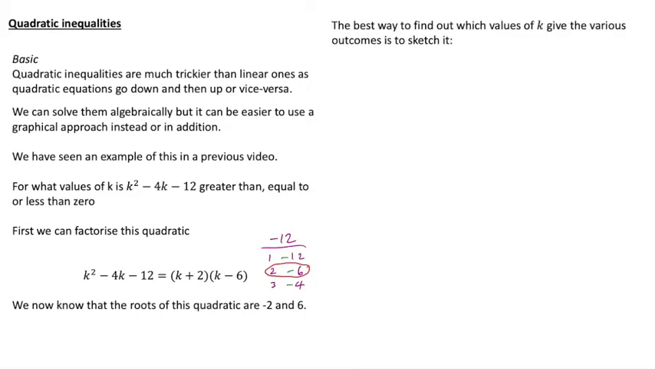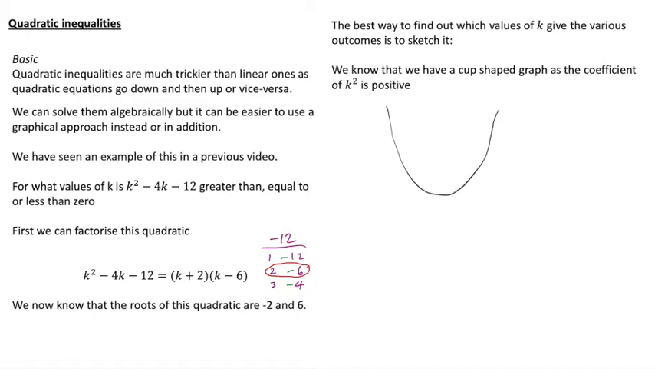The best way to find out which values of k give the various outcomes is to sketch it. We know we have a cup-shaped graph because the coefficient of k squared is positive, so we can start by drawing the curve itself. Then we put the x-axis on with the roots of minus 2 and 6, and we can say that this part is greater than 0, so we need those two bits, and that means we're looking at k being less than minus 2 or greater than 6, and for those values the original quadratic k squared minus 4k minus 12 is greater than 0.